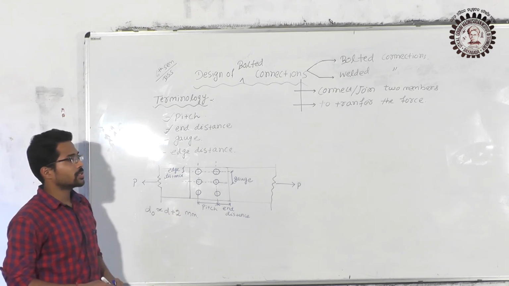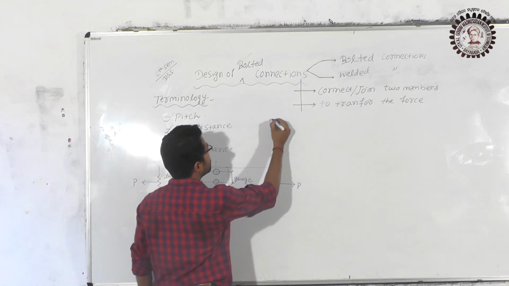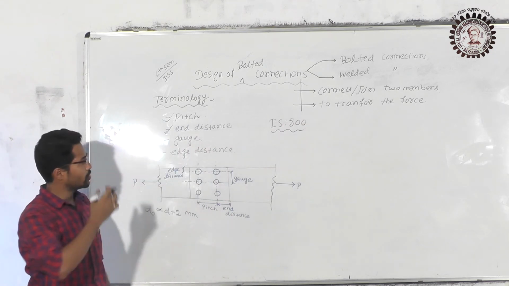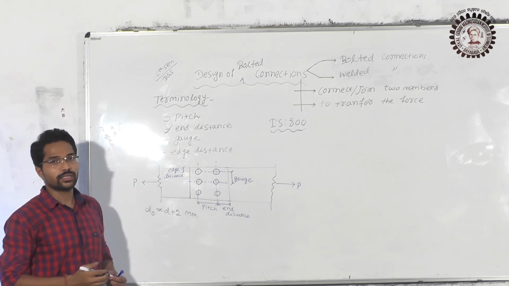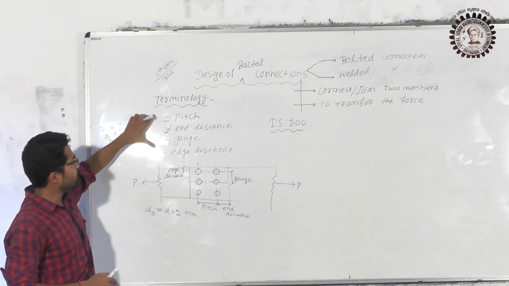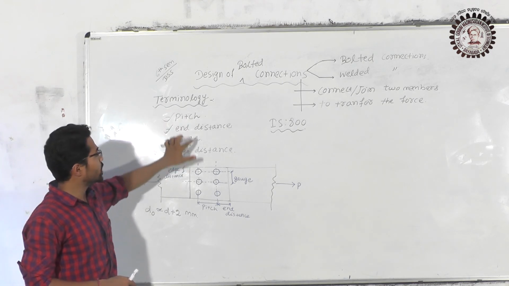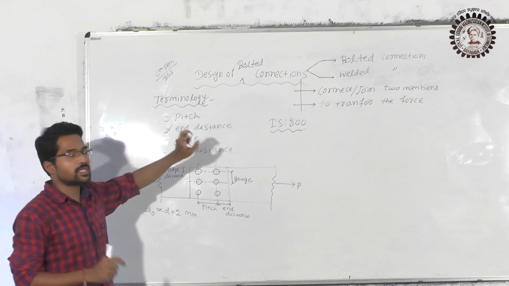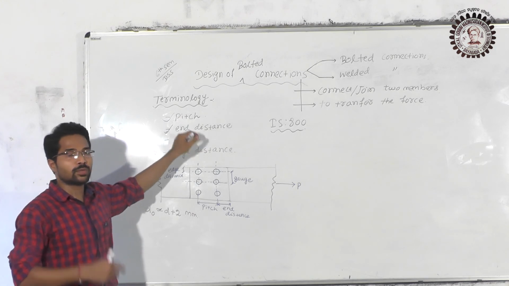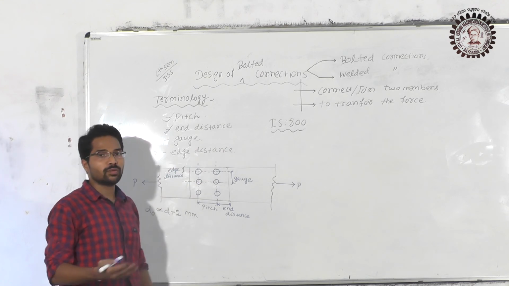As we are reading about design of steel structures, there is a code book that we will follow, that is IS 800. IS 800 code book we will follow in the design of steel structure. Last thing, after that I will finish my lecture. So let us see what are the values specified by this code book regarding these terms. What is the minimum pitch, maximum pitch, minimum end distance, maximum end distance, and what is the minimum gauge, maximum gauge.